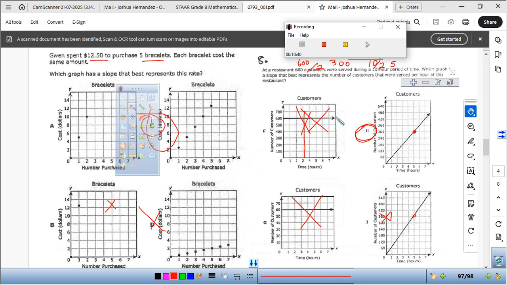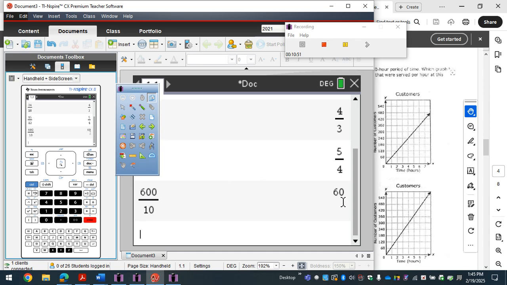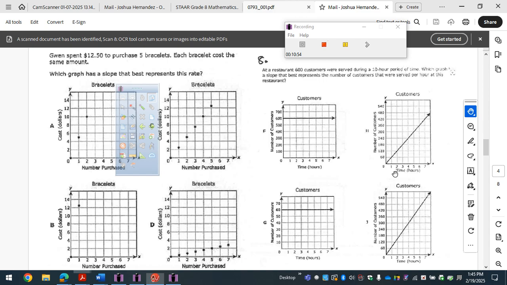I guess it should be consistent, right? And we're going to put these numbers on the calculator over here. So we're going to go with 600 divided by 10. That's basically 60 over 1, guys. So I go to 1 and 60. Perfect. That matches up.